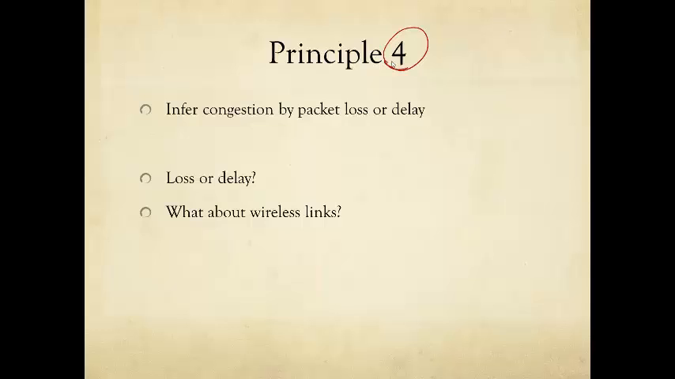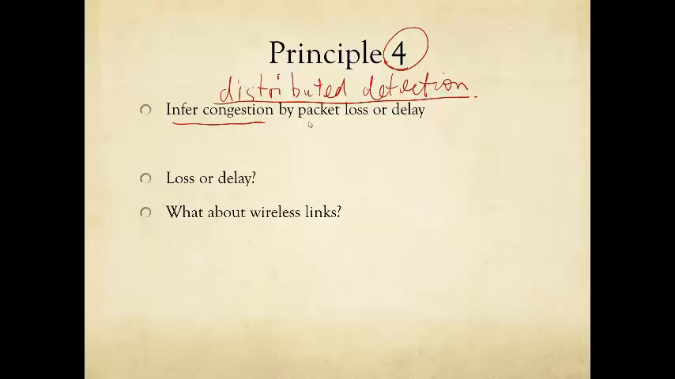Principle number 4 now. Getting back to the question, how do you detect congestion? This is actually a very difficult problem. You are trying to do a distributed detection that there is some congestion in the network. Notice, I'm not asking you to tell me where it happens. You don't have to detect the location of congestion, just whether there is congestion or not. It's a binary decision, and you're going to infer that by something. Well, as we mentioned, you don't have a whole lot of clues on your hand anyway. You can infer that based on packet loss or packet delay.